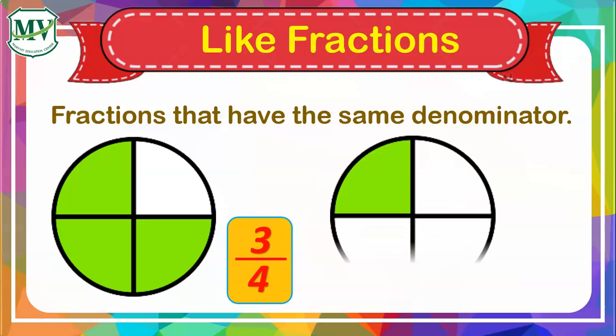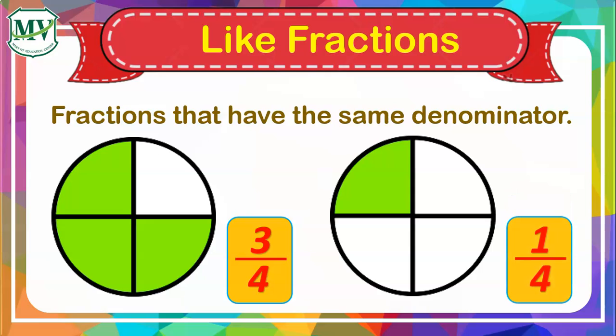Now, let's take a look at the next circle. As you can see, the second circle is also divided into 4 equal parts, but only 1 out of 4 equal parts is shaded. We can represent this using the fraction 1/4. We can say that both are like fractions because they have the same denominator.